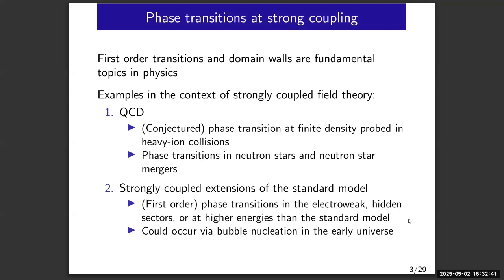But you can also have phase transitions in strongly coupled extensions of the standard model. For example, some extensions of the electroweak sector can have first order phase transitions. There could be some hidden sectors also, or some strongly coupled sectors at higher energies than the standard model. And this means that you could have such a first order phase transition happening through bubble nucleation in the early universe.